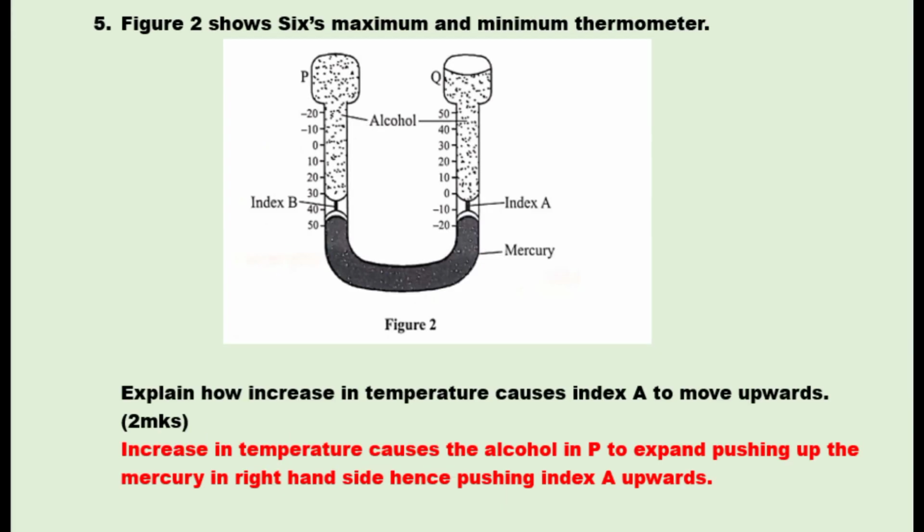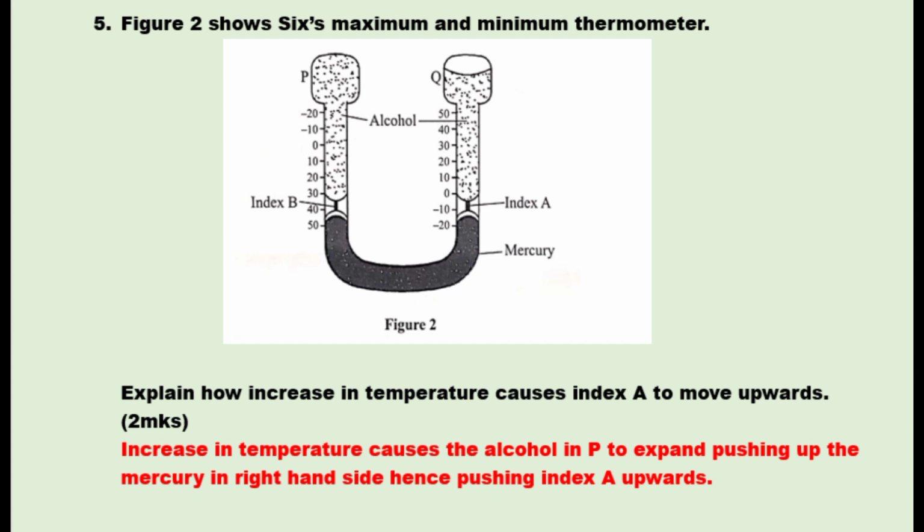Question 5. Figure 2 shows a maximum and minimum thermometer. Explain how increase in temperature causes index A to move upwards. Increase in temperature causes the alcohol in P to expand, pushing up the mercury on the right hand side, hence pushing index A upwards.